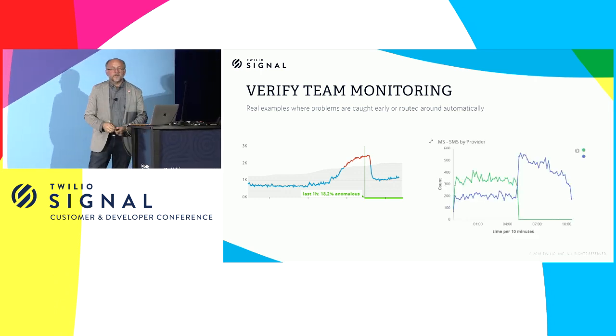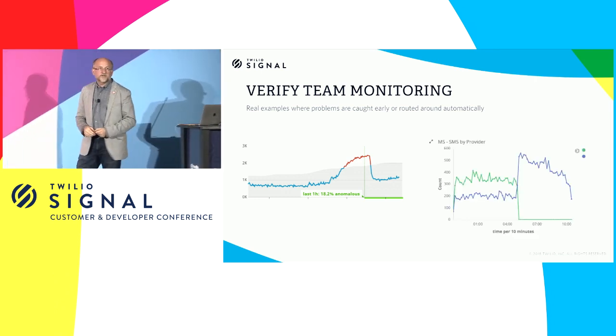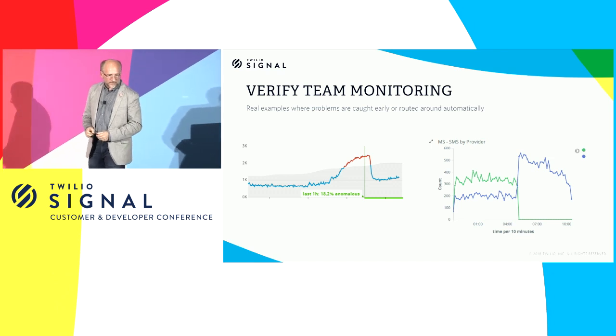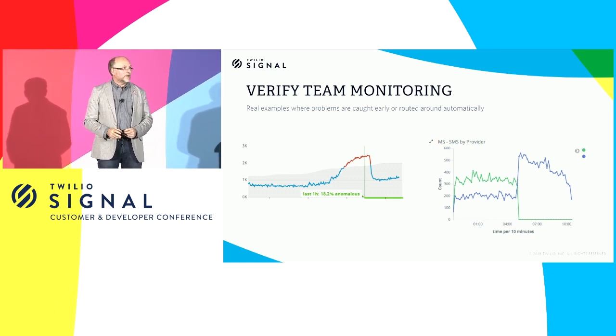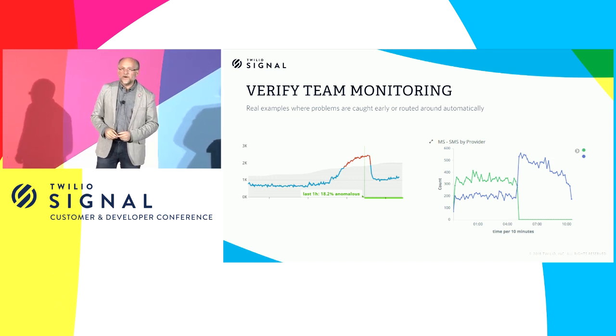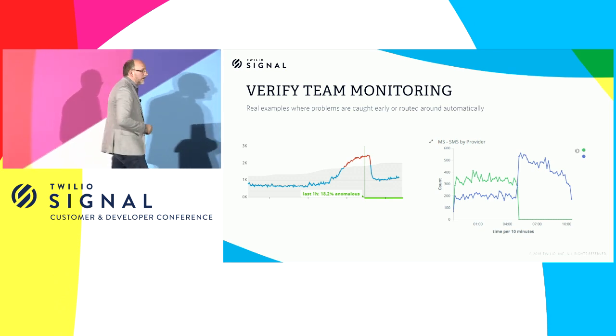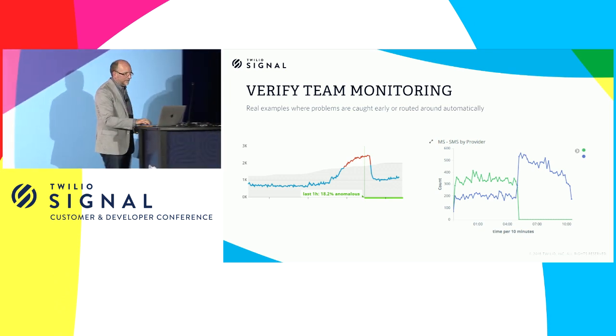And here's another one that was an automatic one. 2 redundant routes to the same country with 2 different alpha sender IDs. One of them just stopped working. It's a technical glitch. You can see that the other route just picked up all the traffic automatically. That's the kind of power that you get with Twilio Verify under the hood.